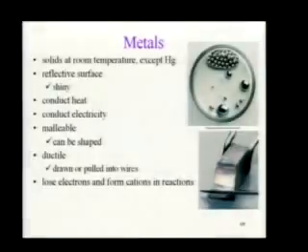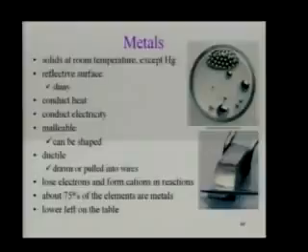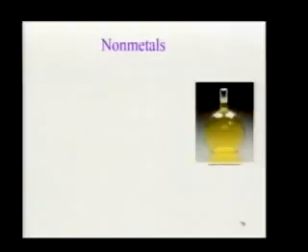About 75% of all of the elements that are out there are actually considered metals. Okay, so they take a big chunk of the periodic table. And they are to the left and down. So the farther left you go and the farther down you go, the more metallic the element becomes. I'll discuss more of that a little bit later.